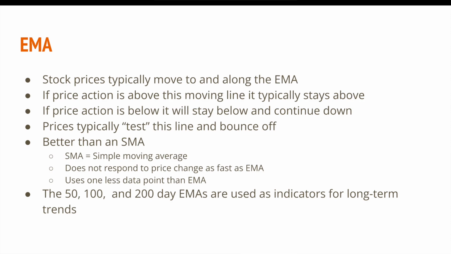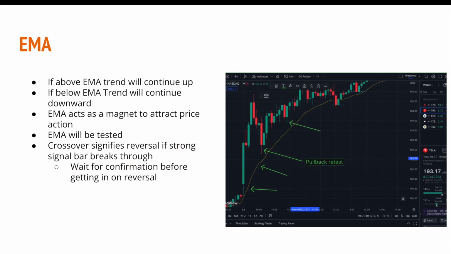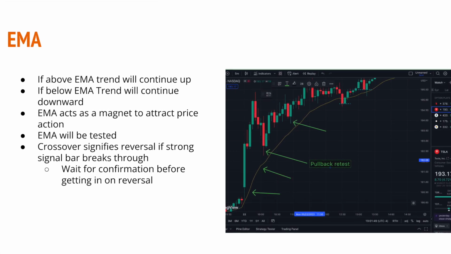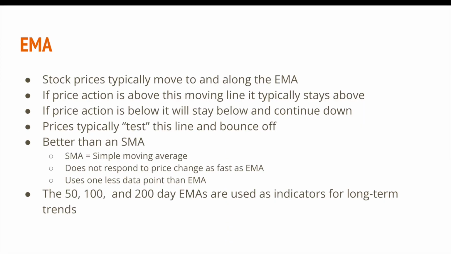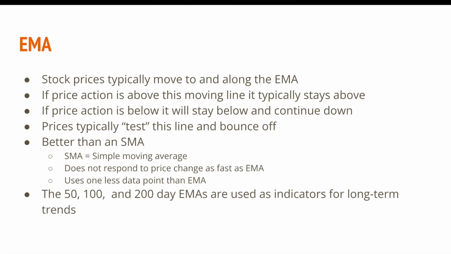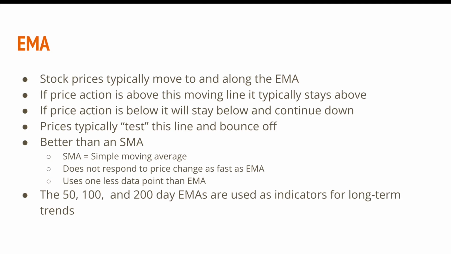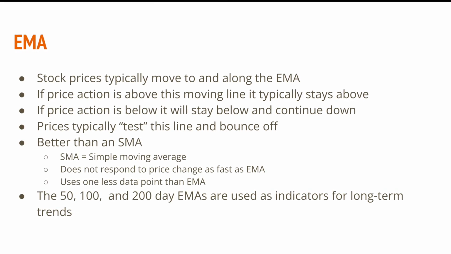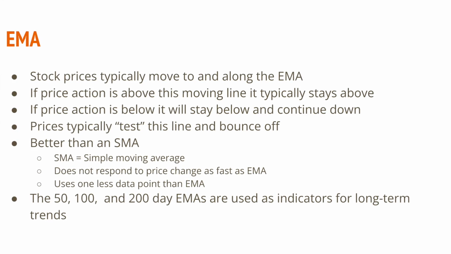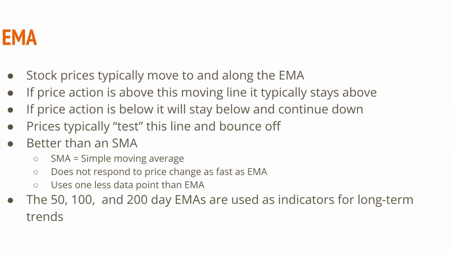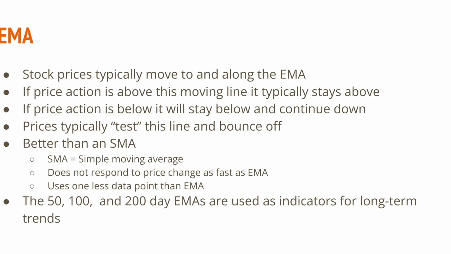So what is the EMA? The EMA is basically the exponential moving average. Stock prices typically move to and along the EMA. So if price action is above this moving line, it typically stays above, and if price action is below, it typically continues down. Price typically tests this line and bounces off, and it's better than the SMA, which is a simple moving average, because the simple moving average doesn't respond to price change as fast as the exponential moving average. The SMA does use one less data point, so that's why it's not as good.